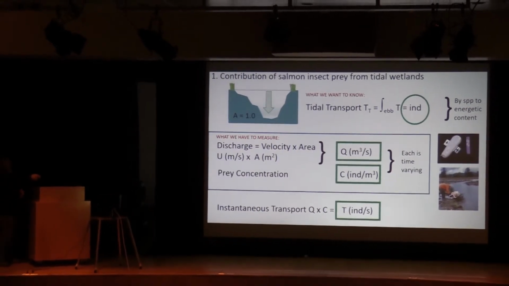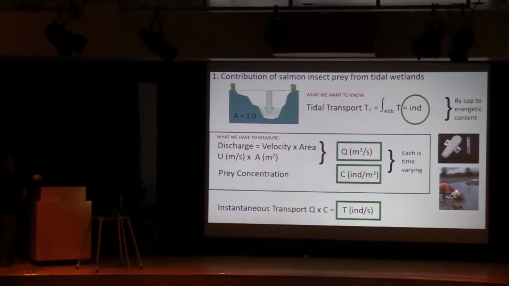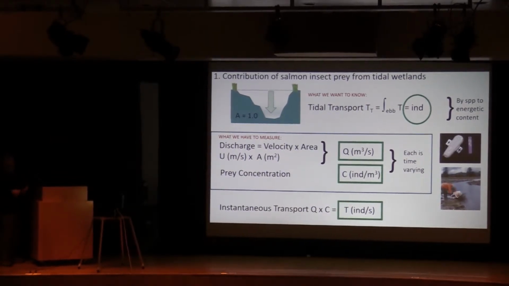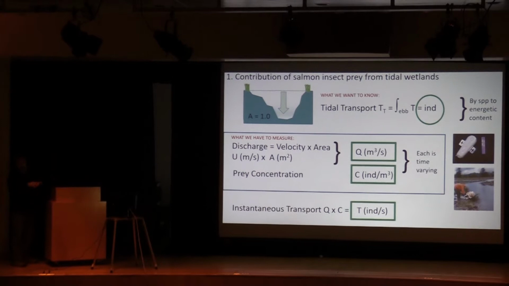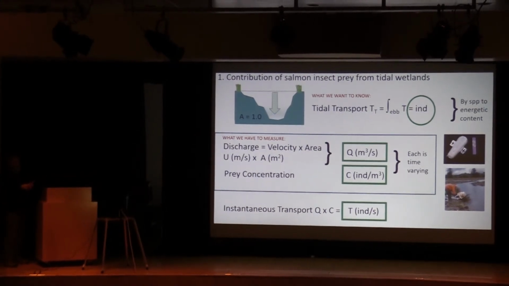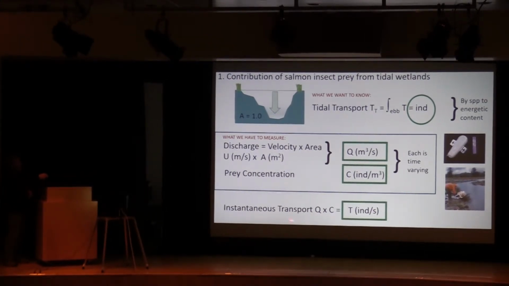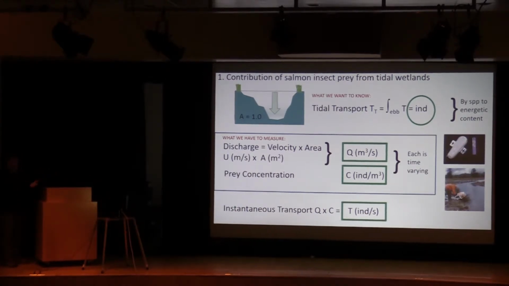We do that with a little ADCP for the currents and a Neuston net for the insects. And we time these measurements so that we have the concentration coming out at the same time we have measurements of the velocity. And that's called the instantaneous transport, which comes out as individuals per second leaving the tidal creek.